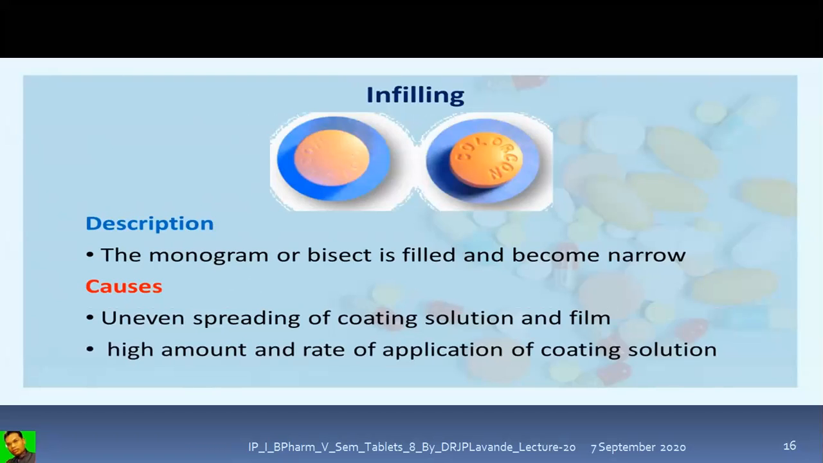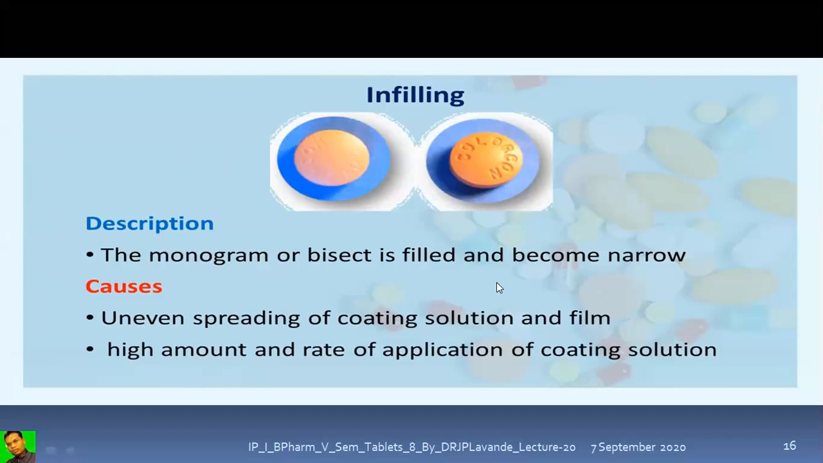Infilling, isn't it? You can see there is a difference between these two tablets. One tablet in which we could not read what the imprinting is onto the tablet surface, whereas in another, we can very clearly read it. So what infilling is, the monogram or the bisect is filled and becomes narrow, right? Sometimes a tablet will contain a single line like this, that line is for breaking or dividing the dose of the tablet. Even that will get filled, right? That is said to be the bisect.